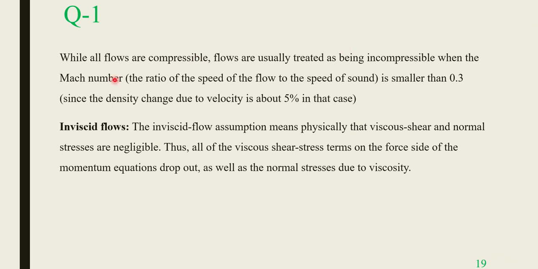While all flows can be compressed, flows are usually treated as being incompressible when the Mach number is smaller than 0.3. If the flow is very slow, in that situation we would use the term incompressible. The change in density would be very small, like the particles are moving very slowly, so the constant density cannot be changed. In such situations we call it incompressible. I hope this question is clear.